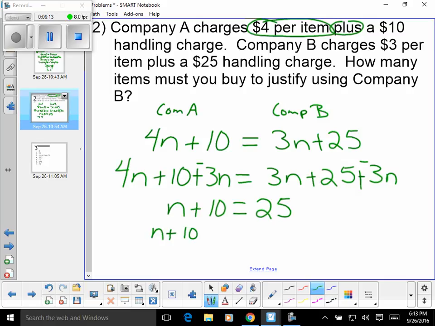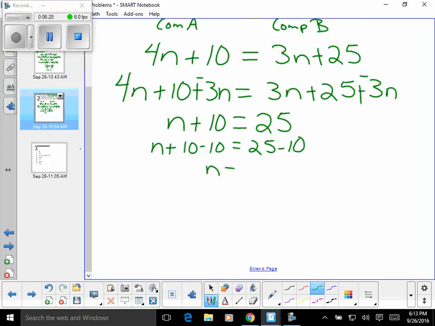n plus 10 minus 10 equals 25 minus 10. And n is going to equal 15 items. The truth is, if you are buying less than 15 items, you would go with company A. If you are going to have 15 or more items, you might as well switch to company B.